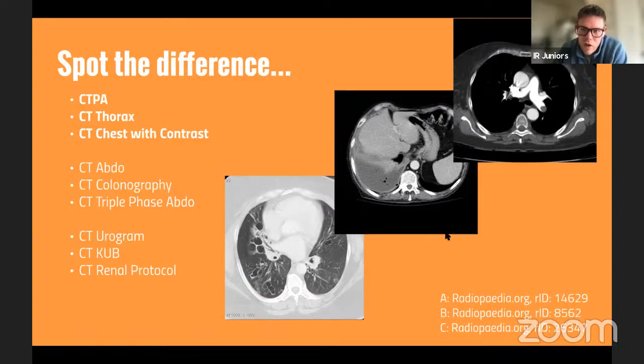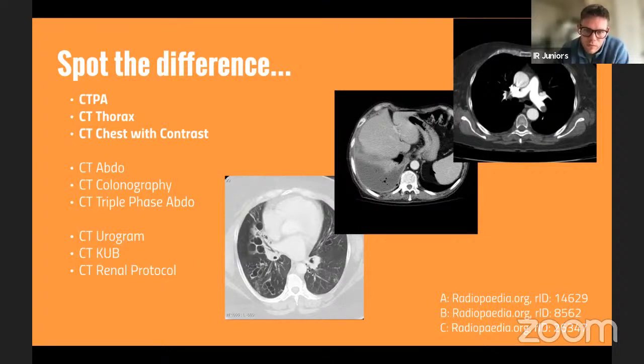And if you're watching this back, obviously you can feel free to pause. We're going to start with this one here, which is the CTPA. You can see the pulmonary trunk and pulmonary arteries bilaterally are enhanced with contrast. And actually this one in particular shows quite a large pulmonary embolism there.